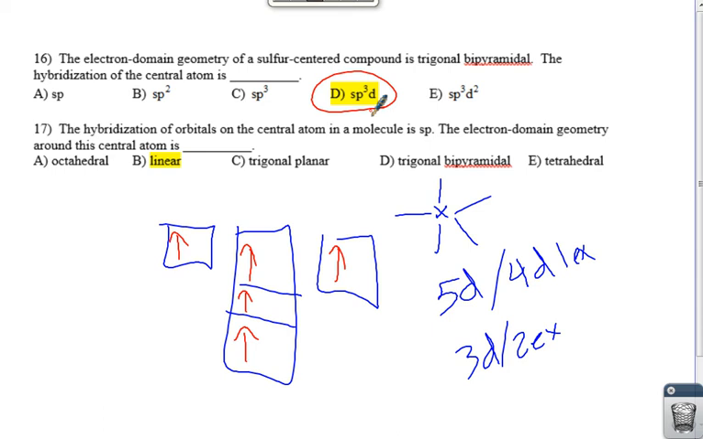How many directions would sp2 be in? 3. How many directions would sp be in? sp3? And we just said this was 5. sp3d2? 6. So you can add together 1 plus 3 plus 2, and that tells you how many directions.